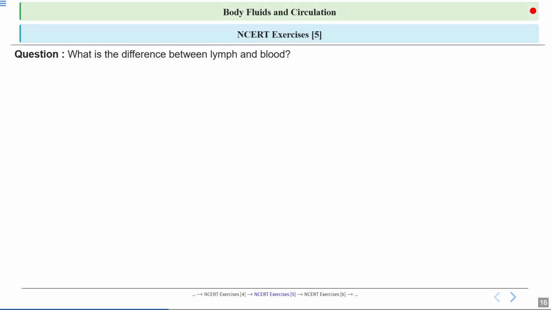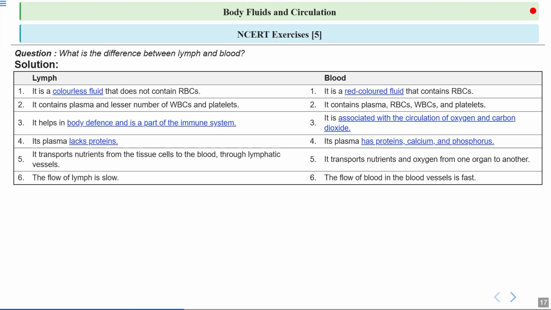Moving on to the next question. So here the question is, what is the difference between lymph and blood? Okay, so let's have a look at the answer. Okay, this is a table showing you the difference between lymph and blood. So lymph is a colorless fluid that does not contain red blood cells. Lymph has a higher concentration of white blood cells compared to blood and is primarily involved in the body's immune system by filtering out the pathogens.